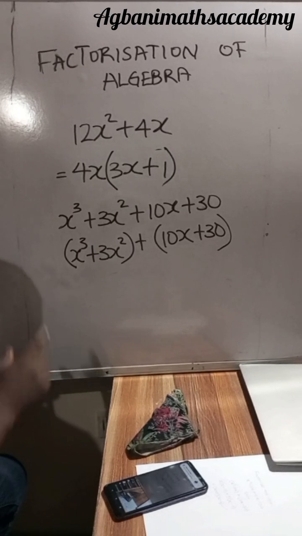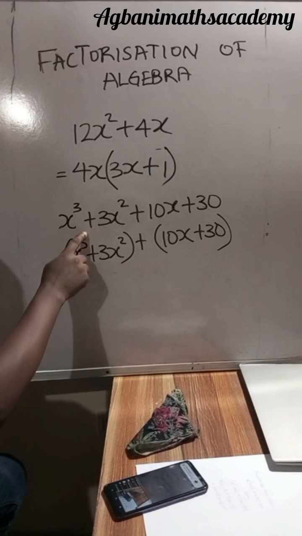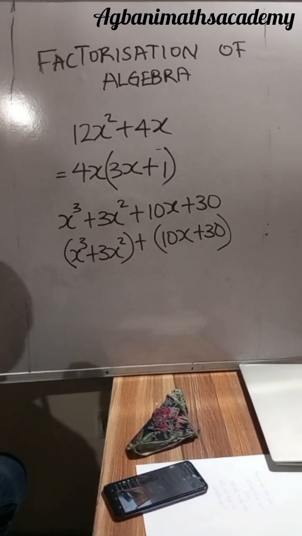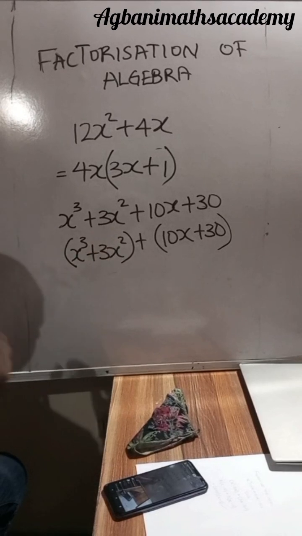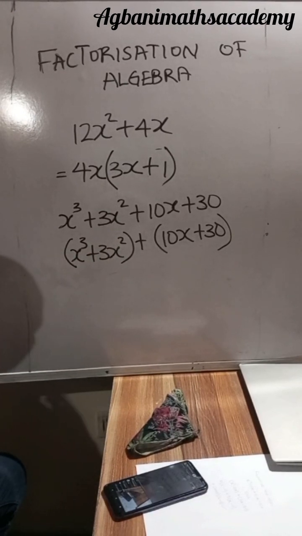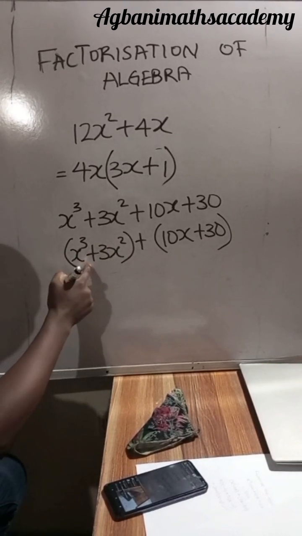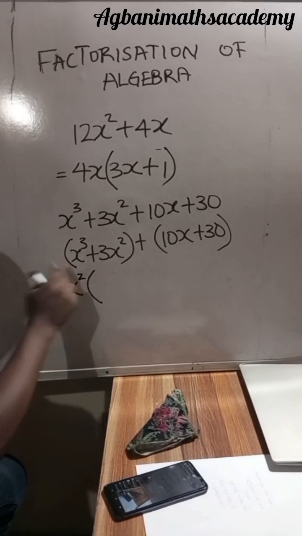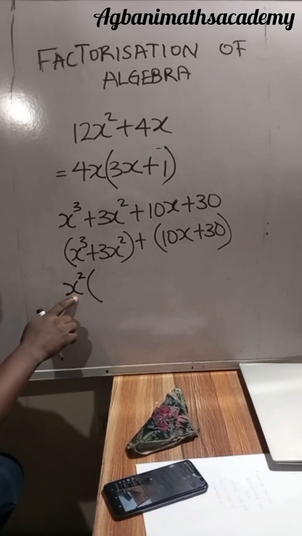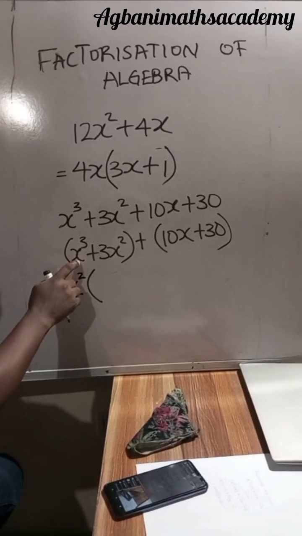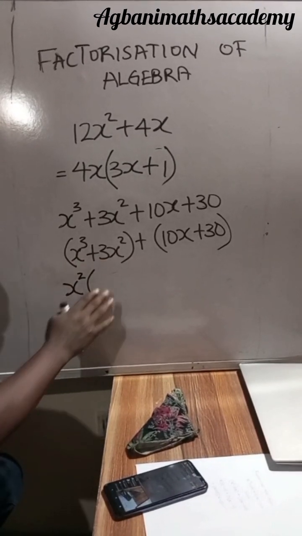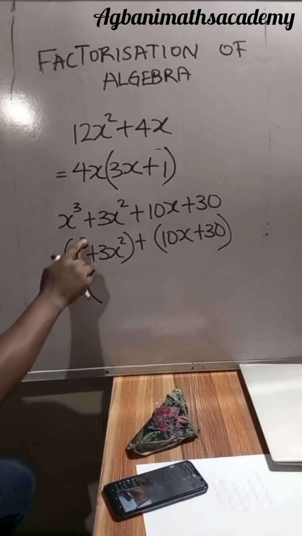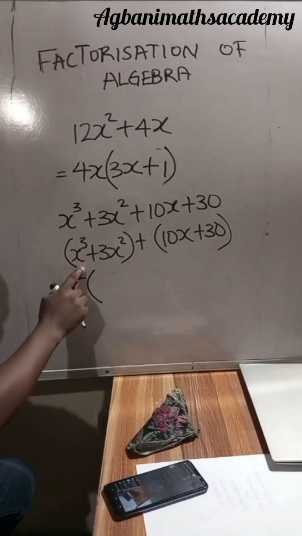I said earlier that once you have an alphabet to the power of 3, an alphabet to the power of 2, you pick the smaller power as the common value. Okay? So we bring it outside this bracket, so x to the power of 2. And then we open the bracket again. Now, what is outside the bracket will be used to divide each of these values to get the new occupants of the bracket. Okay? So x raised to power 3 divided by x raised to power 2.